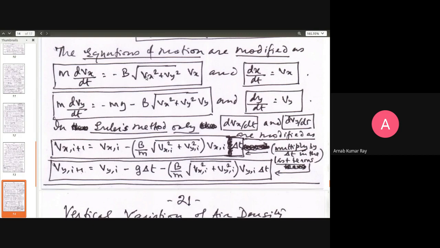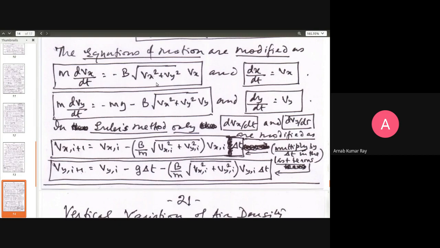It would have just been square root of Vx squared, which would have been Vx. Vx into Vx would have been Vx squared. So m dVx dt would have been equal to minus Vx. That would have been very simple. And similarly here, but now Vx and Vy are mixed up, so you can't really get an analytical solution.